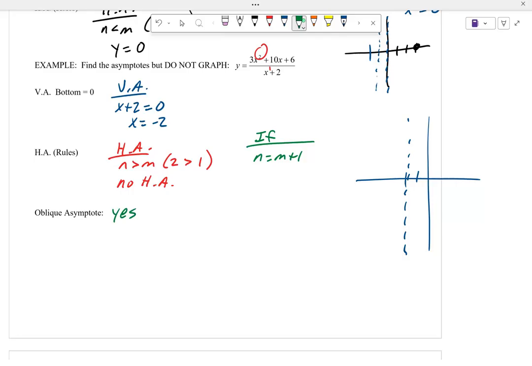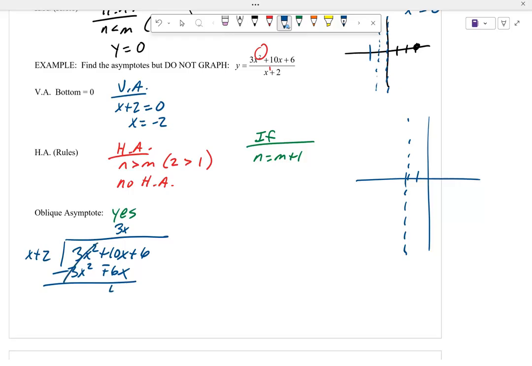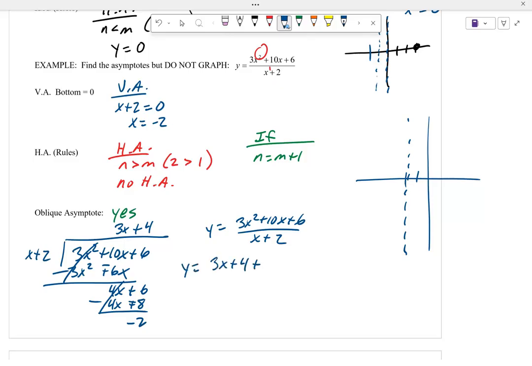So how do you find the oblique asymptote? Well, you take this 3x squared plus 10x plus 6, divide it by that x plus 2, and use your long division. Let's go ahead and do that. Don't forget to change your signs. So it looks like I have a remainder of 2. So y equals 3x squared plus 10x plus 6 all over x plus 2 can be simplified as 3x plus 4 plus the remainder over the divisor.